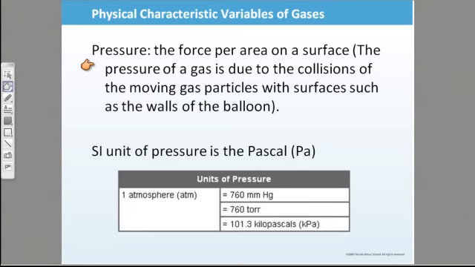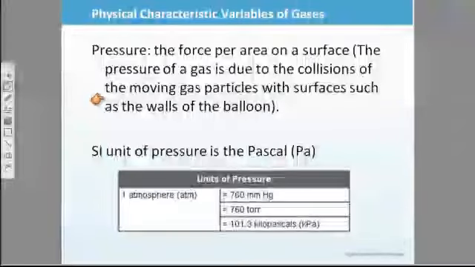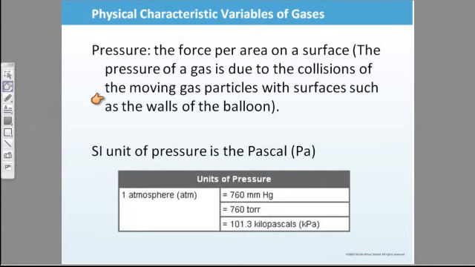Pressure is simply defined as the force per area on a surface. In other words, the pressure of a gas is due to the collisions of the moving gas particles with a surface, such as the wall of the container, the balloon, whatever it happens to be that you're in. Remember, molecules in gases are constantly moving, and we'll talk more about that in a second when we get to the kinetic molecular theory.